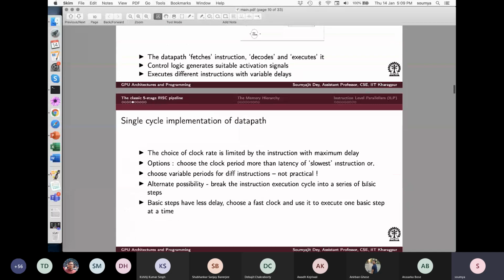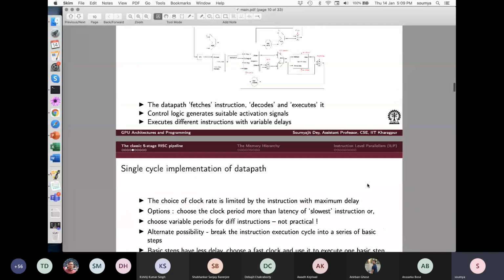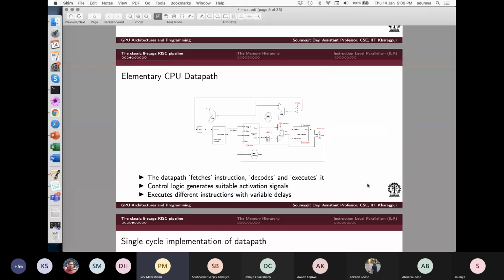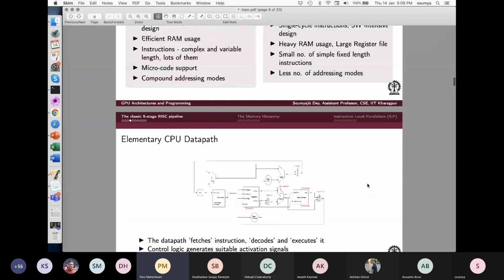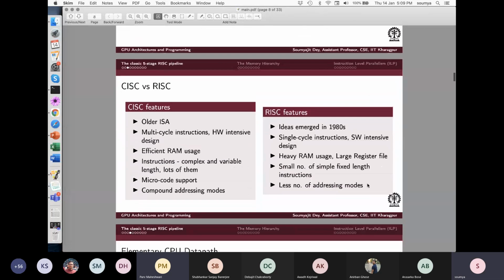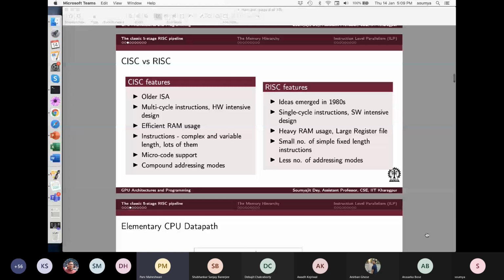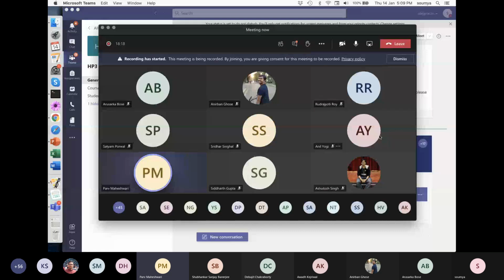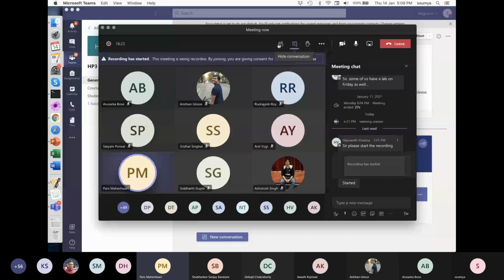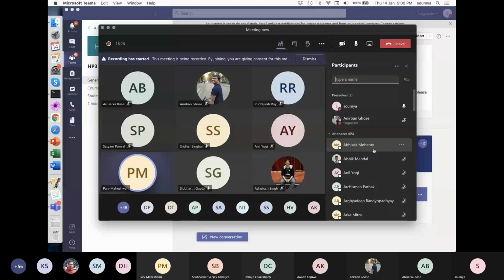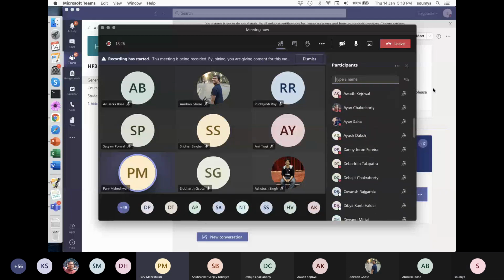possible delay. So, yes. Sir, sorry to interrupt. Can you go back to the differences part? Yes, Yes. this slide. Here you have written that CIS feature. One of them is micro code support. What does that mean?